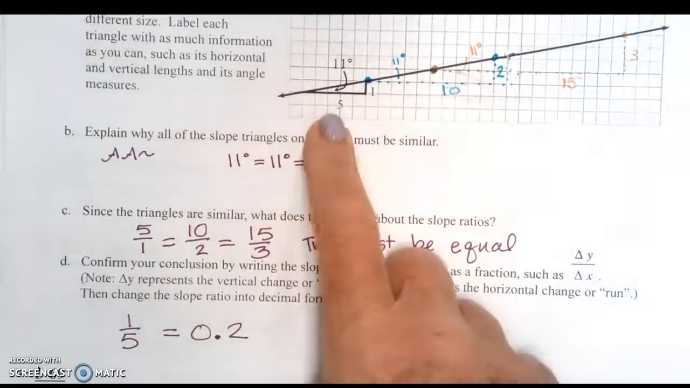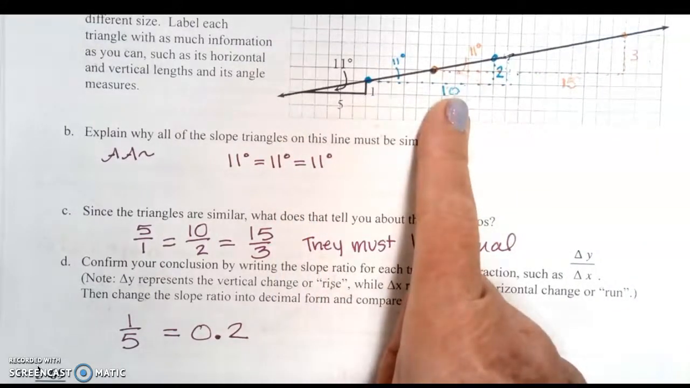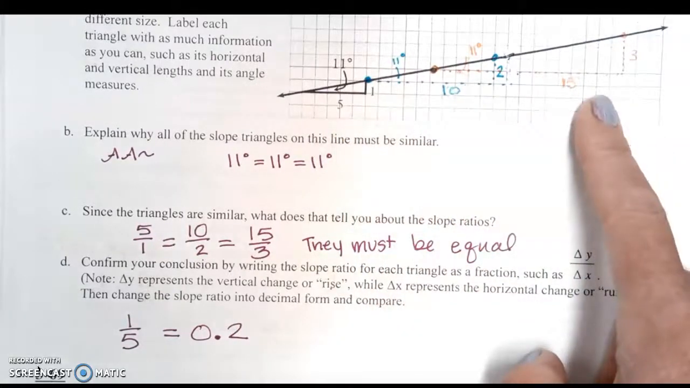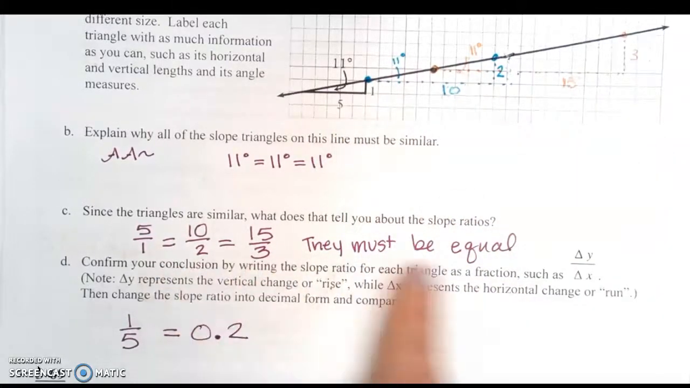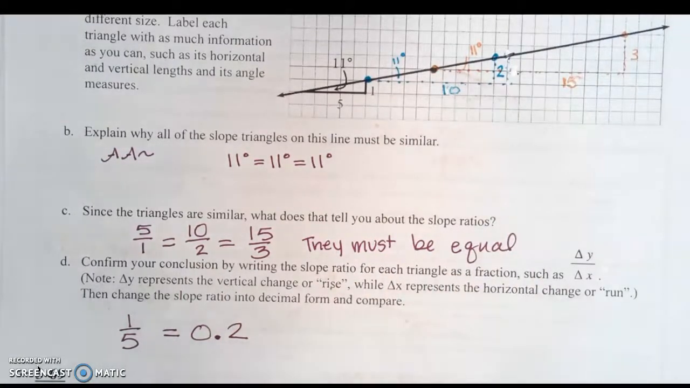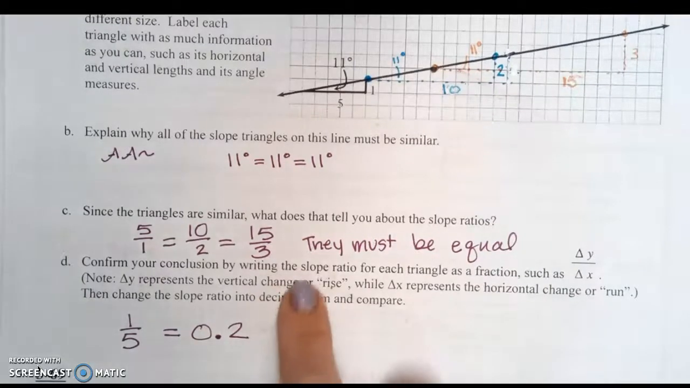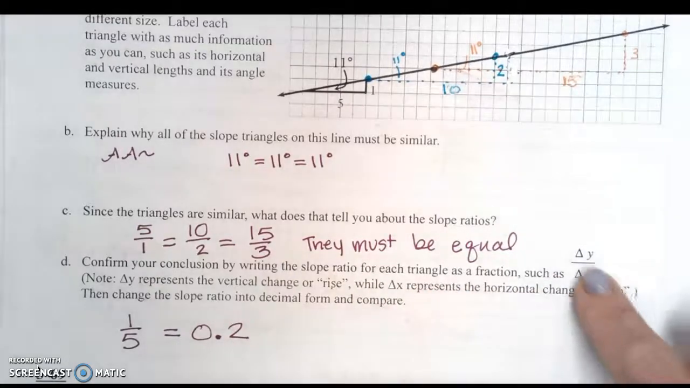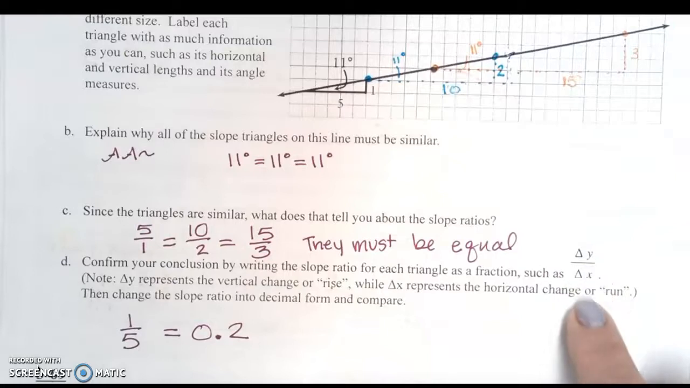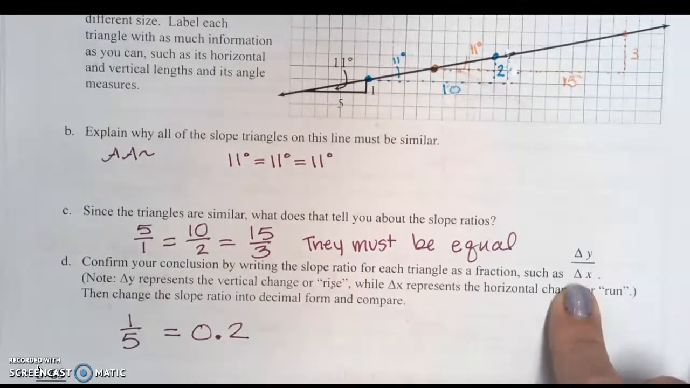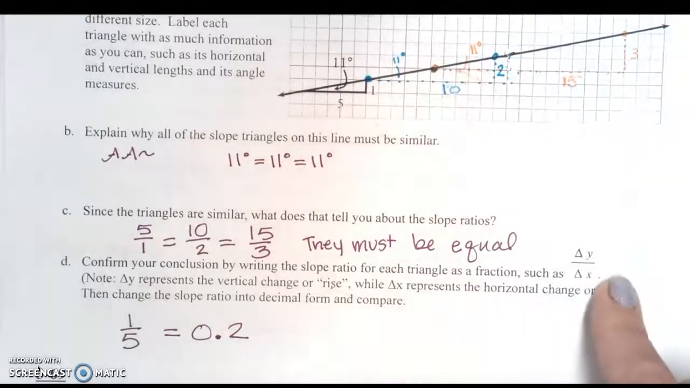From the first triangle to the second triangle, we multiplied by 2. And from the first triangle to the third triangle, we multiplied by 3. So all of the ratios are equal or the same. Part D says, confirm your conclusion by writing the slope ratio for each triangle as a fraction, such as the change in y over the change in x. We also call it delta y over delta x.